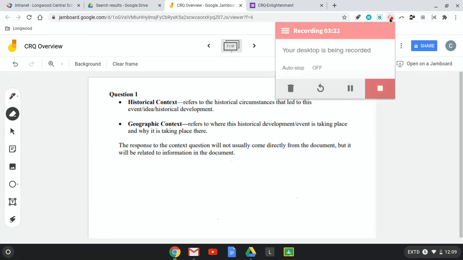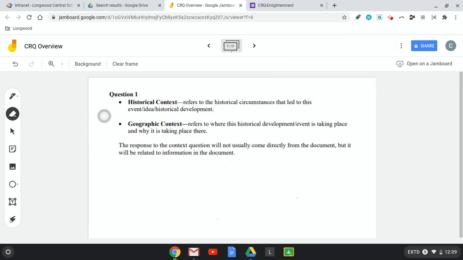Next, we're going to take a look at the geographic context. Geographic context is how we got to the situation described in the document, but we're looking at the geographical elements. How does geography impact the context of the document we're looking at? Let's use an example of Japan from the world of 1750.